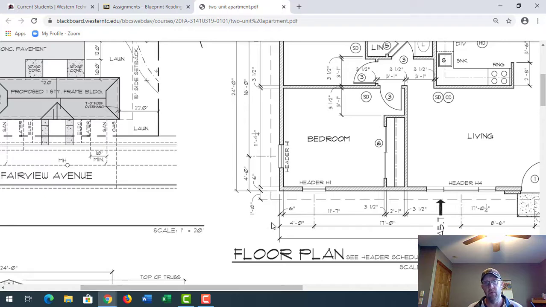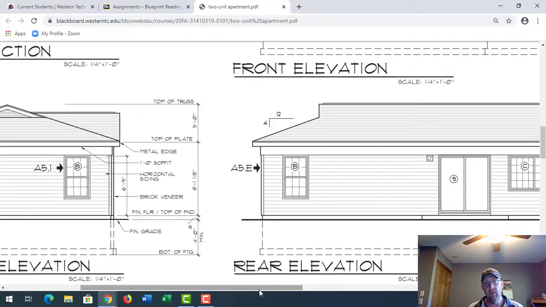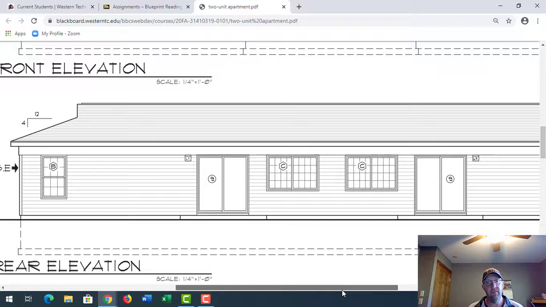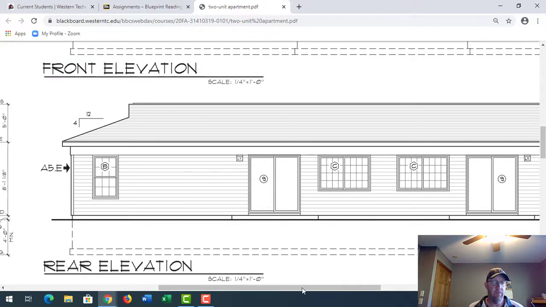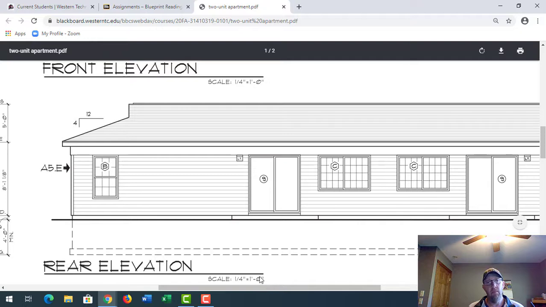So an example would be, let's go to this rear elevation. If you're looking at these dashed lines, picture yourself standing on the ground, which is represented by this object line or this solid line here.